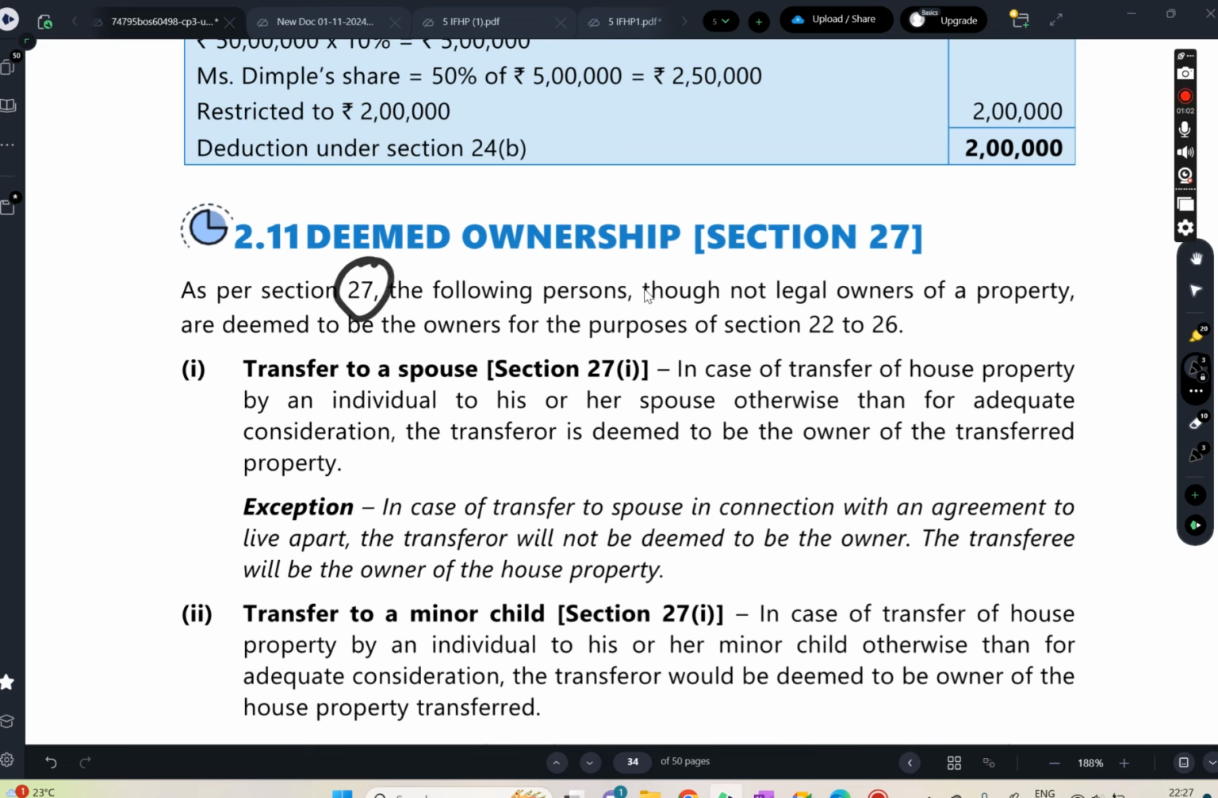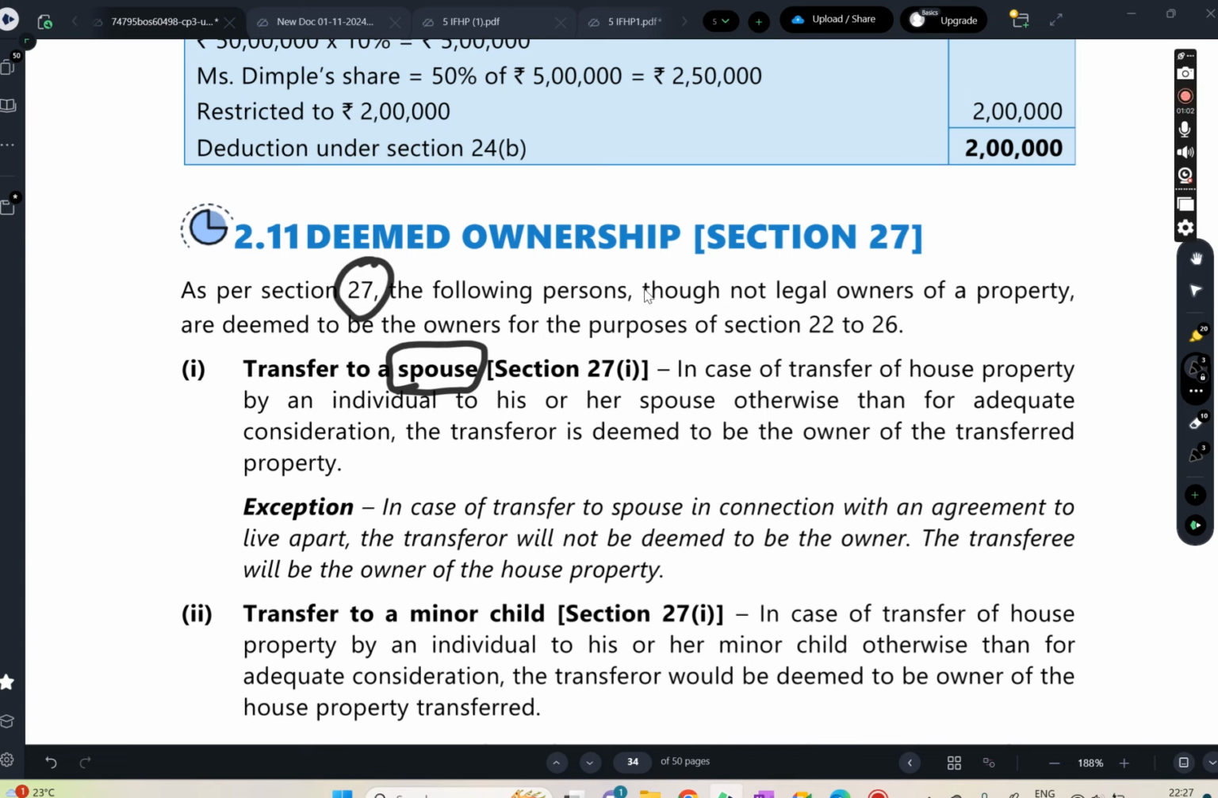Sometimes what we do is, if I get any income from my house property, it will be taxable in the hands of the assessee. It will be taxable for me only. So what I'm going to do is transfer the property to my spouse, wife or husband. Spouse means both wife or husband.